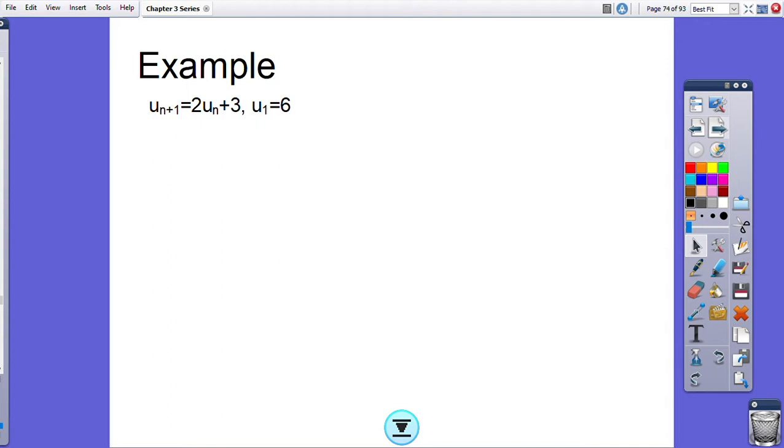So here we've got u(n+1) is 2u(n) + 3, where u1 is 6. So what does all this notation mean? Well, it means the first term in our sequence is 6. So we can write this down. We can say u1 is 6.